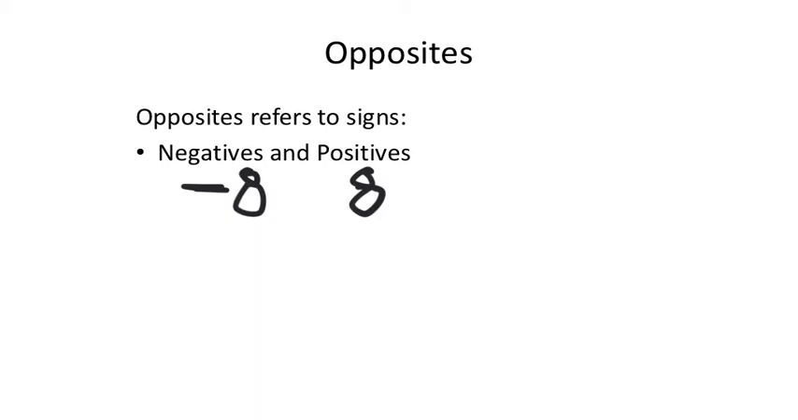Okay, but opposites. This is an example of opposites. If I said, what's the opposite of a negative? It'd be a positive. What's the opposite of a positive? It's a negative, and so it kind of circles around like this. But the number itself does not change. It's just the sign that is changing.